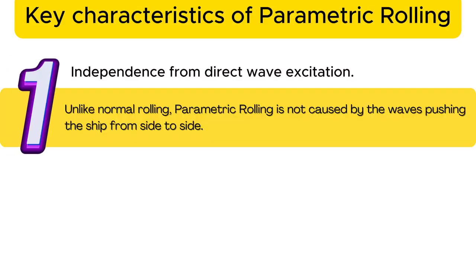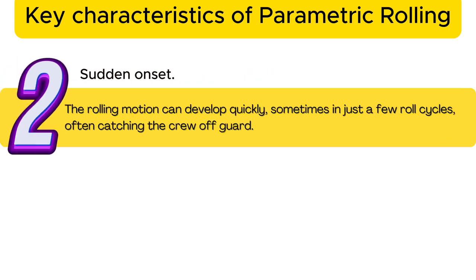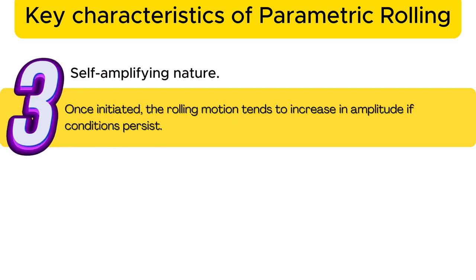Unlike normal rolling, parametric rolling is not caused by the waves pushing the ship from side to side. The rolling motion can develop quickly, sometimes in just a few roll cycles, often catching the crew off guard. Once initiated, the rolling motion tends to increase in amplitude if conditions persist.